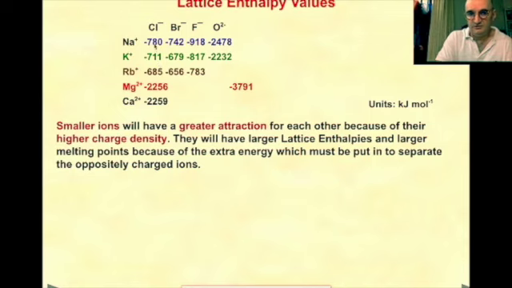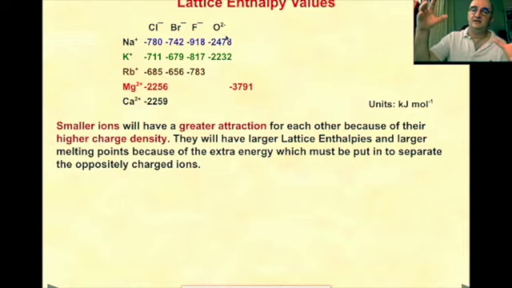What about the anion? Well, we're going from our halogens here, kind of stepwise. These are just going up here because that nucleus is more exposed. Remember that from your periodicity. And then oxygen's more than double, 3 times as much for O2 minus, for the lattice enthalpy. So smaller will have greater attraction because of their higher charge density.